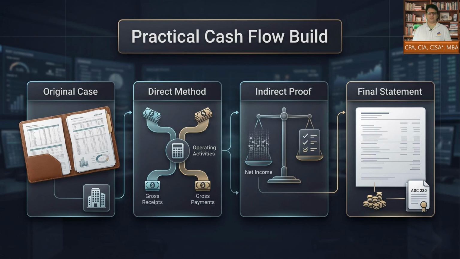In this episode, we are going to build a complete statement of cash flows under ASC 230 using a practical original case. Our company is Riverstone Components, a fictional manufacturing company created only for teaching. We will use the direct method to build operating cash flows, then use the indirect method as an independent proof, and finally assemble the complete statement.